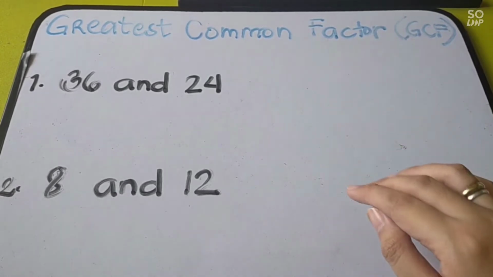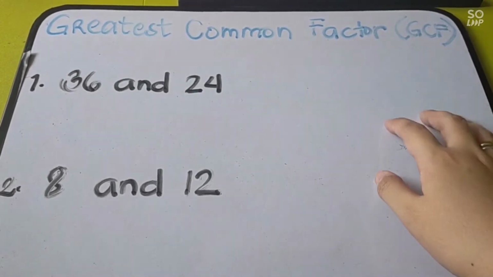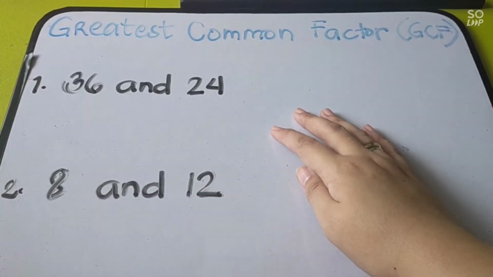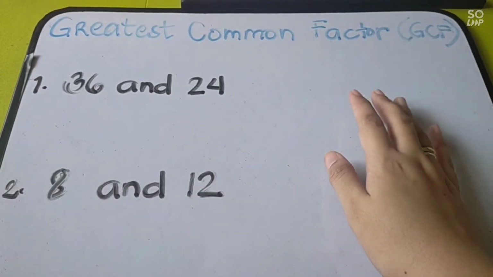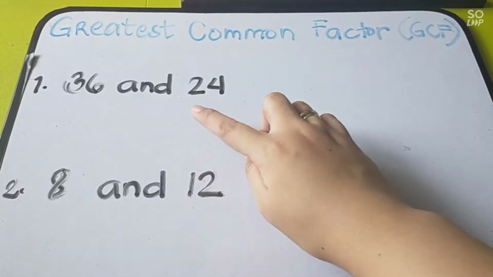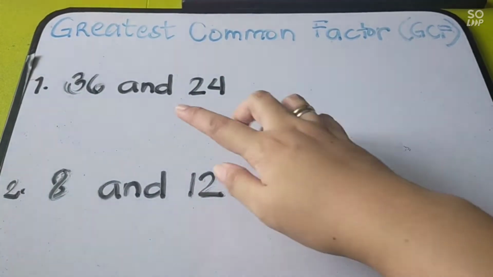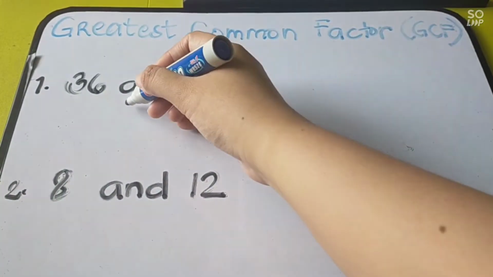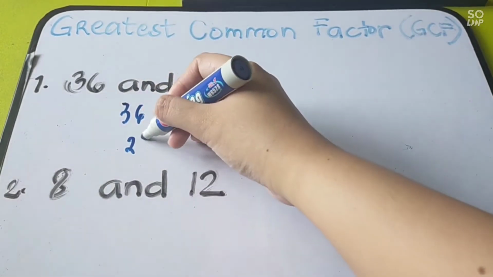So, dun muna tayo kay number. So, we are going to find for the GCF or the greatest common factor. How? By using listing method. We are going to list all the numbers that are divisible by 36 and 24 for us to find the GCF. So, ito na yung pinakamadali. So, we have here 36 and then 24.